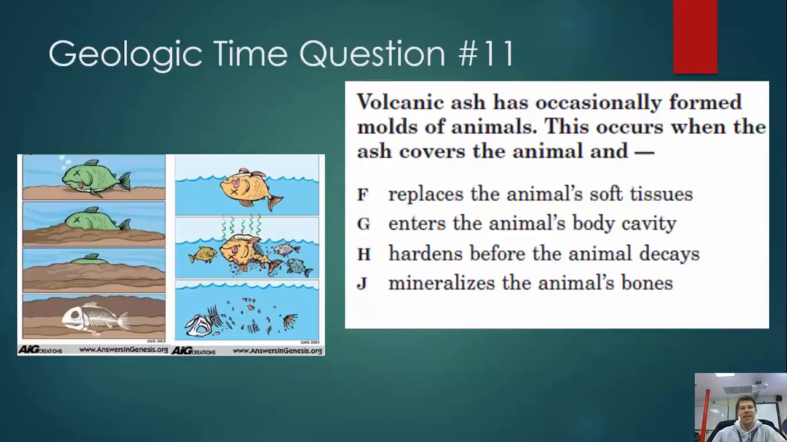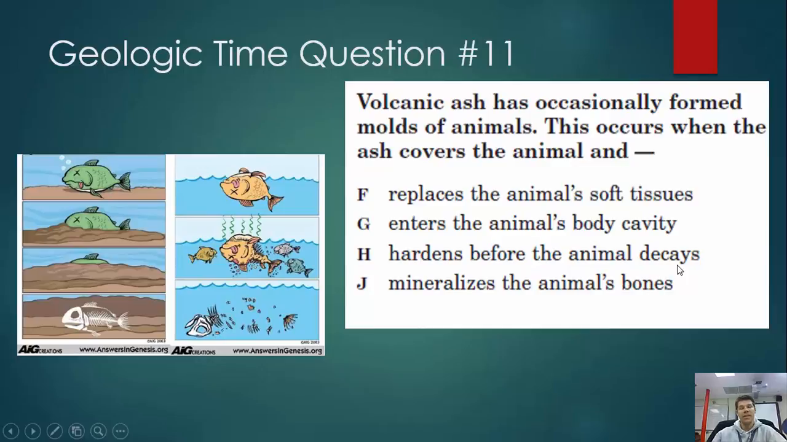Volcanic ash has occasionally formed molds of animals. This occurs when the ash covers the animal, and a mold of an animal would be like a fossil of an animal. So which one of these four choices best explains this phenomenon? It occurs when the ash covers the animal and replaces the animal's soft tissues. Okay, not a terrible choice. Enters the animal's body cavity. It's not the answer. Hardens before the animal decays.